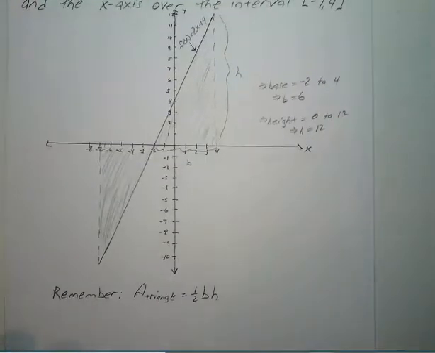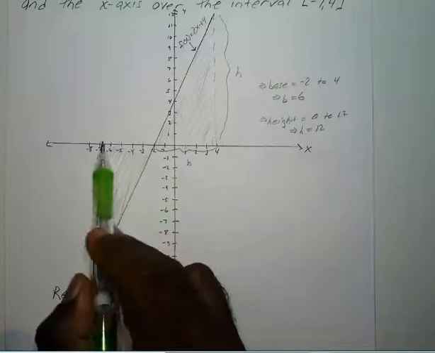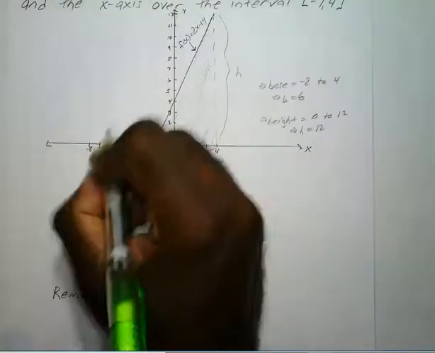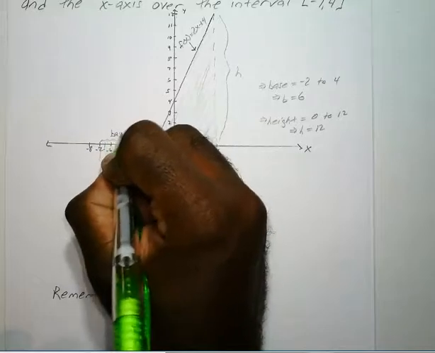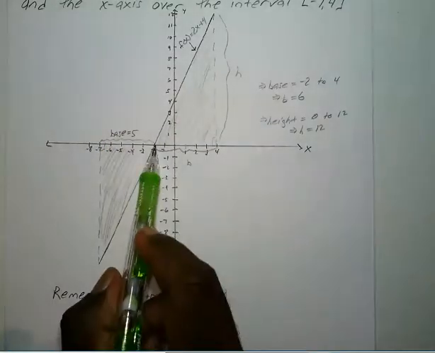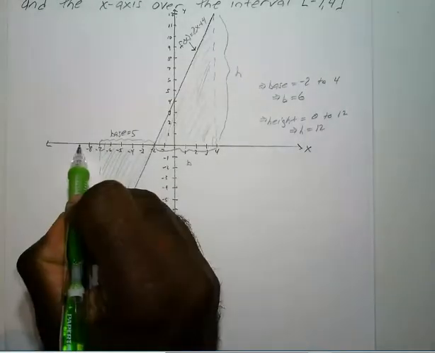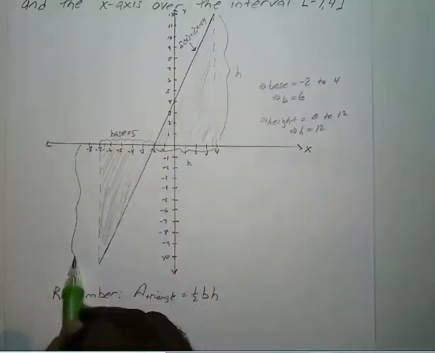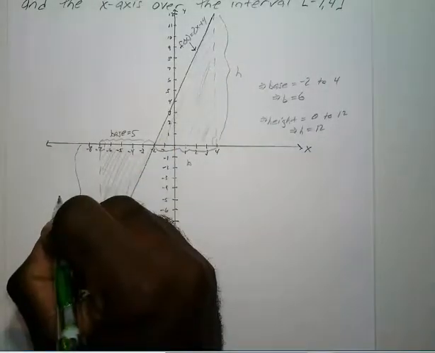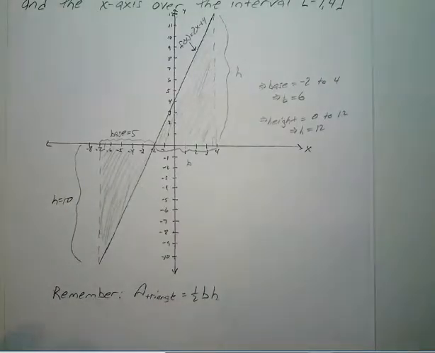Now for our triangle below the x-axis, we're going from -2 to 7. In this case, our base is going to equal 5, because that's the distance from -2 to 7. And for our height, which is from 0 to -10, we have a height of 10.